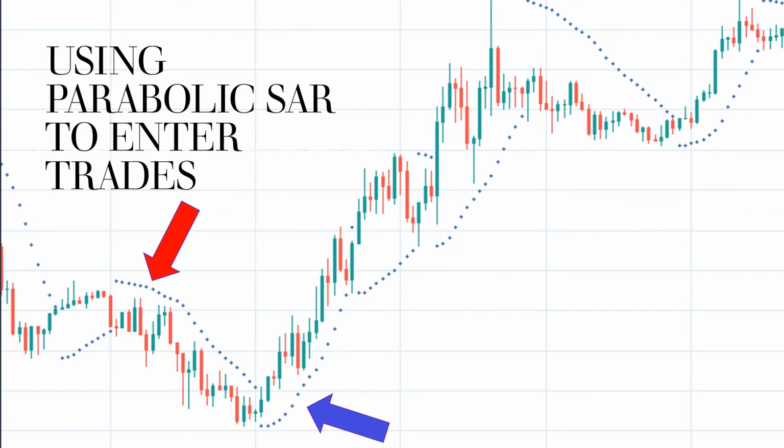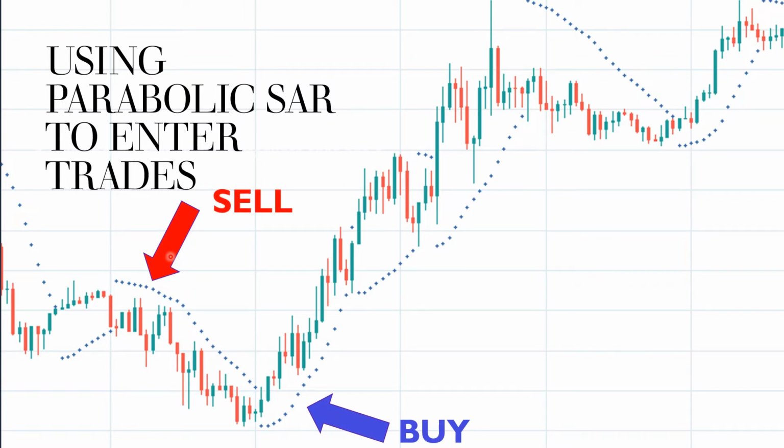How do we use parabolic SAR to enter trades? Well, when the dots for the parabolic SAR are below the price, we buy. And when the dots are above the price, like here, we sell.